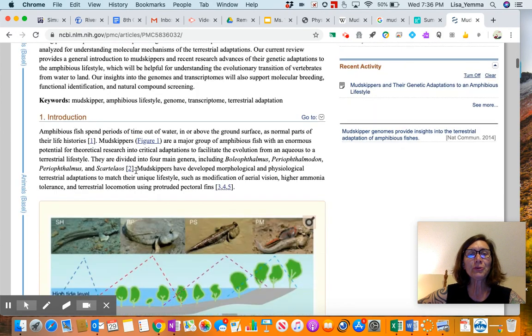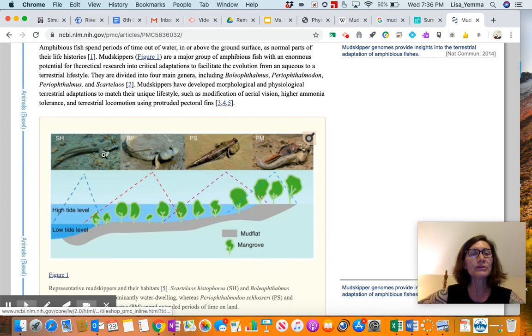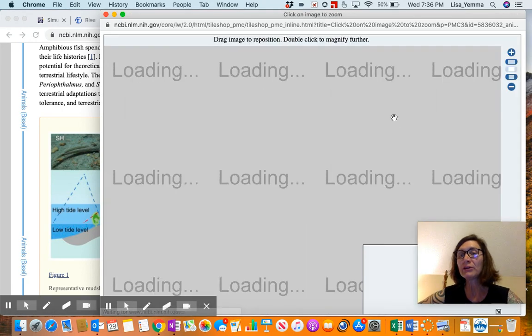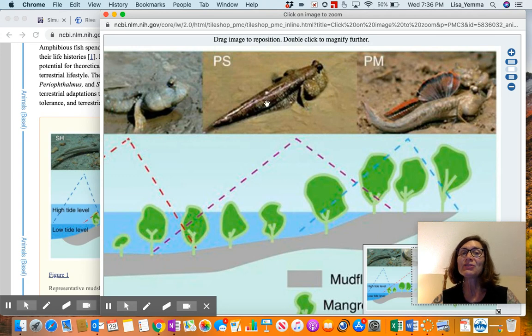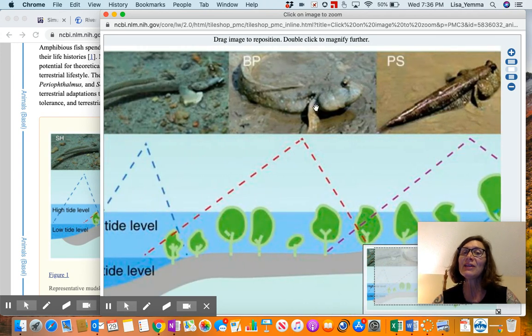So as I look through here, I'm going to start seeing that there are different pictures of my mudskippers depending on where in the zone it is. If it's on the mud flat, my mudskipper looks more like my traditional mudskipper because I'm studying the mud flat one. And then there are different species of mudskipper that look different and have different structures depending on where they are in the depth of water in the tidal zone.